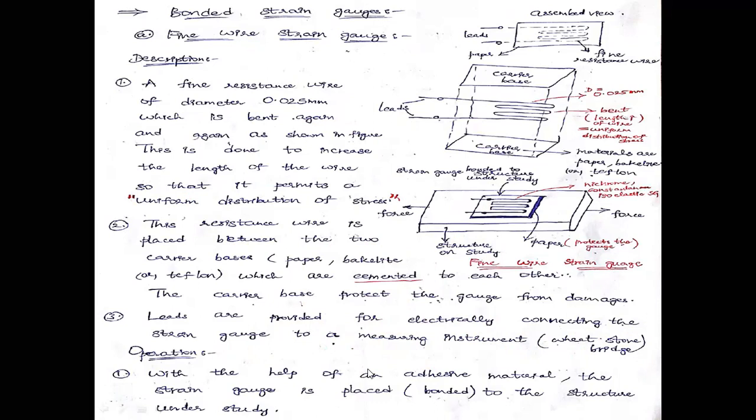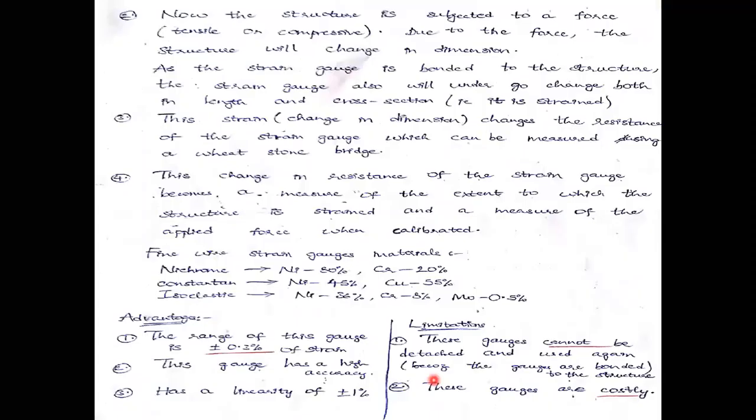With the help of an adhesive material, the strain gauge is placed and bonded. We take some adhesive material, that is, sticky material, and fix this strain gauge to the structure under study.